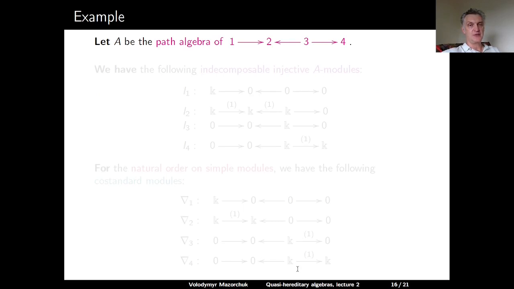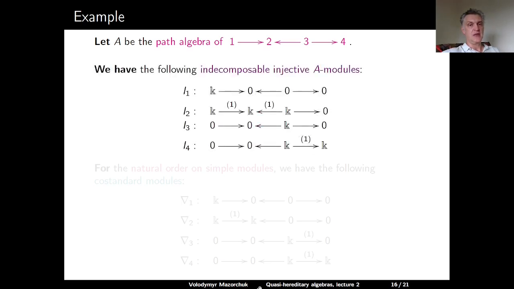So we have the vertices 1, 2, 3, and 4, and we have the following indecomposable injective A modules. So I1 is simple because there are no arrows coming into 1. For I2, we have arrows coming into 2 from 1 and 3. So I2 is one-dimensional at the vertices 1, 2, and 3, with identity maps between the corresponding spaces, and zero-dimensional at the vertex 4. I3 is L3 because there are no arrows coming into 3.